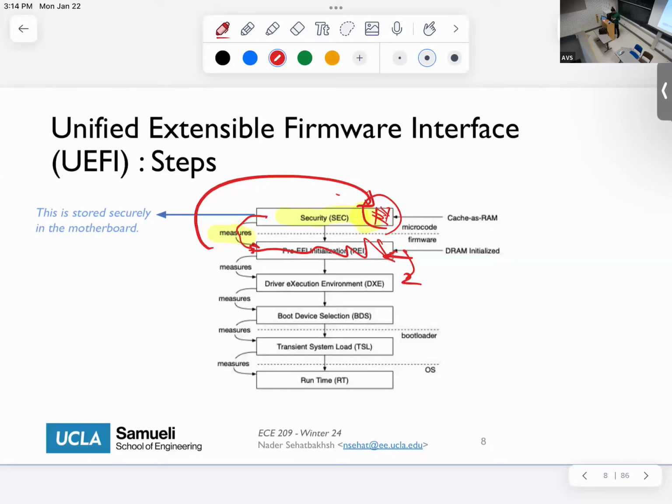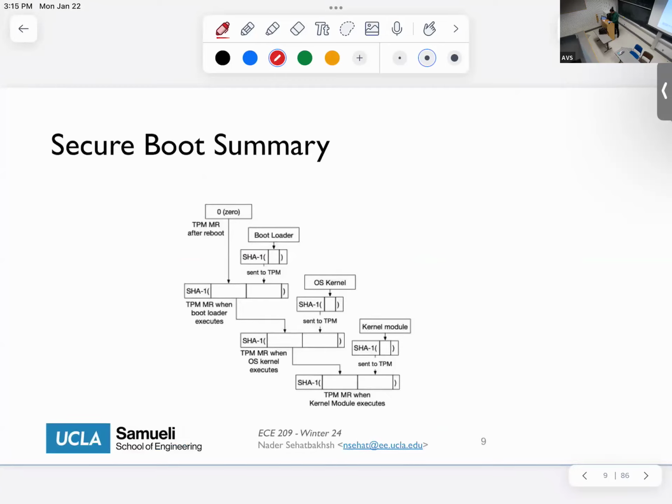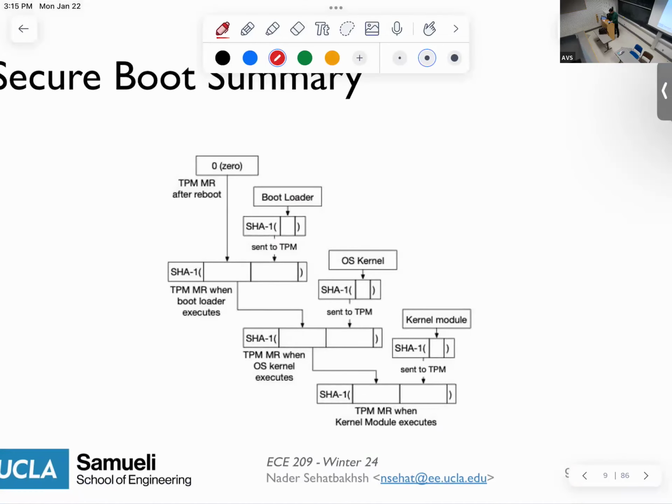For example, I need to check that my memory has been initialized correctly. I check my drivers. I check my boot sequence and boot drive selections. There are a whole bunch of details that I'm not really wanting to go through, but just keep in mind that there are steps.